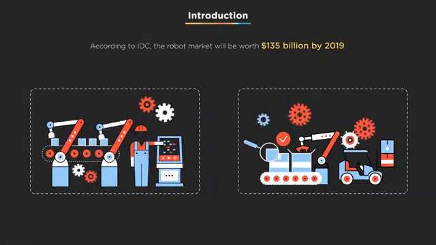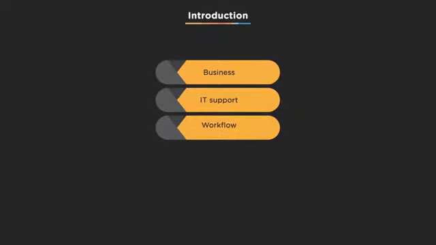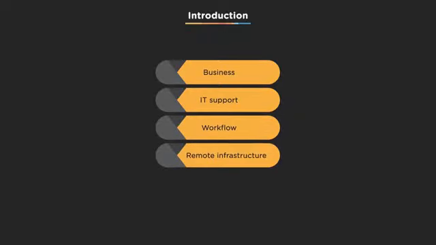Robotic process automation is a form of automation where intelligent software processes, referred to as robots, take over repetitive and rule-based tasks that would have been otherwise performed by human beings. As opposed to industrial robots, RPA robots automate and administer processes such as business, IT support, workflow, remote infrastructure, back office work.